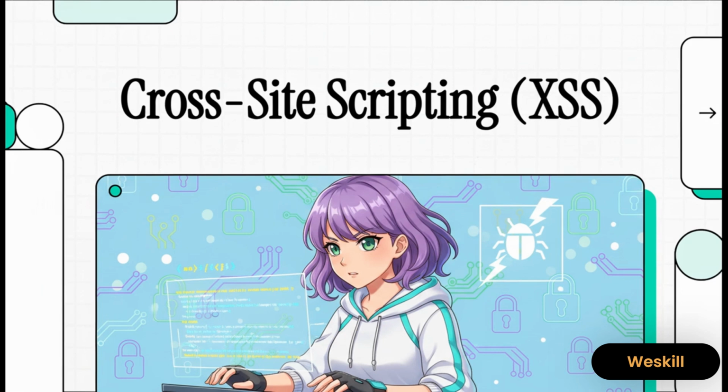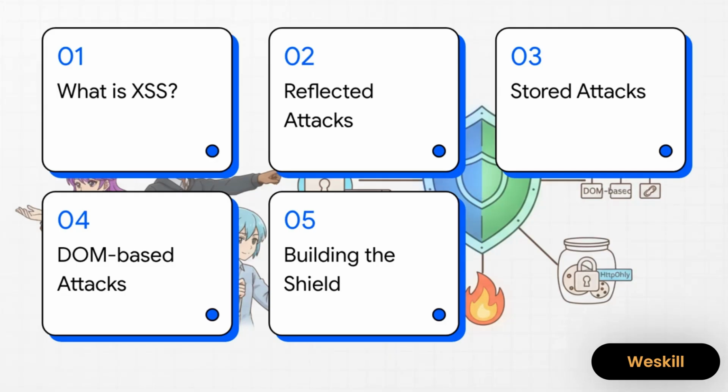Today, we're diving into a vulnerability that's been a classic thorn in the side of the web for, well, decades. We're talking about cross-site scripting, or as you'll usually see it, XSS. So here's our game plan. We're going to start by really getting to know our enemy. What even is XSS? Then we'll look at the three main ways it shows up in the wild. And finally, the most important part, we'll talk about how to build up our defenses against it.